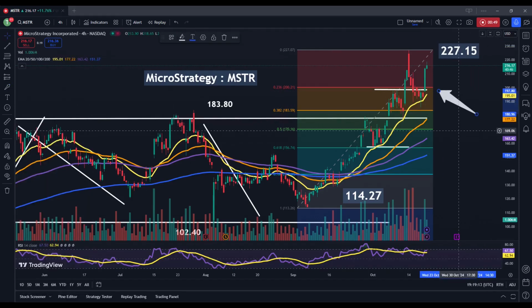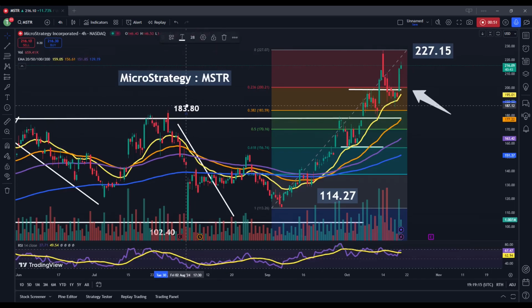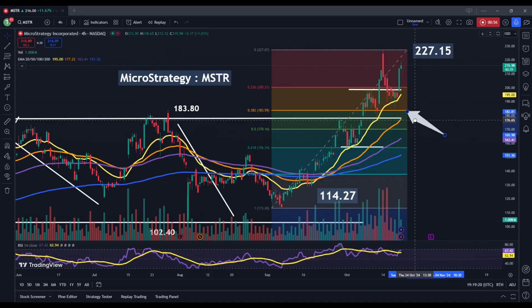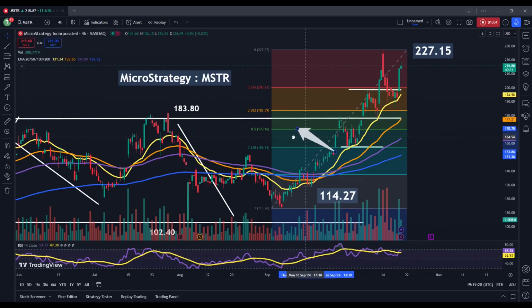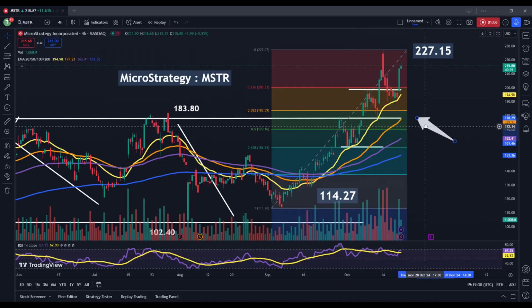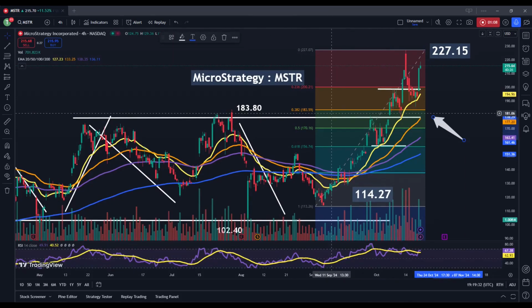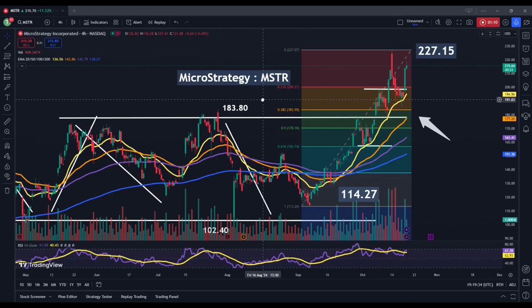So we did manage to find some support right near some of the prior support levels that we were watching in the prior video. Specifically, what we were looking at was this 38.2% Fibonacci retracement zone, which comes in right around 183.60. And we did say that this was a very critical level that has been important now for quite some time.